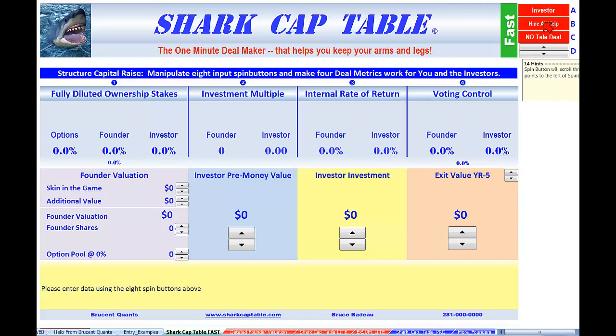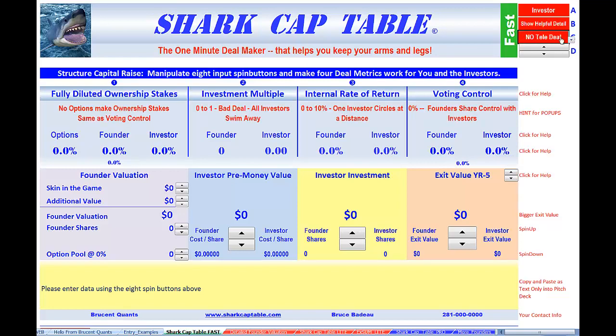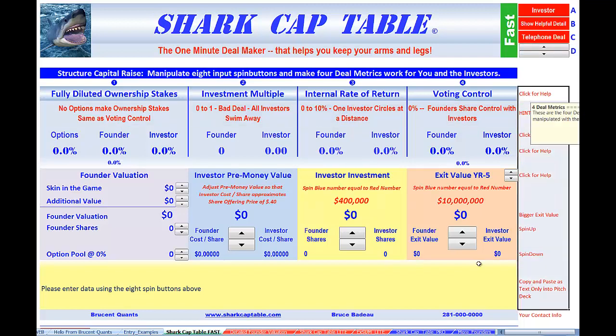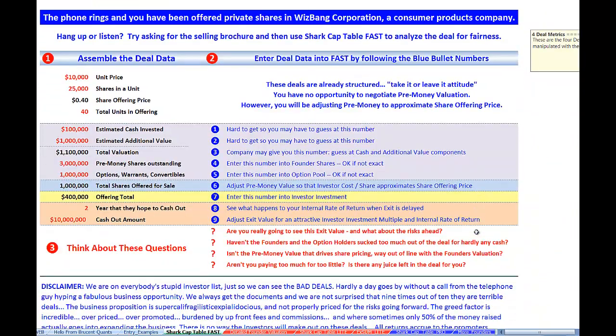Now, what we're going to do here is go up to this red section and show the help. We also have to actually have a telephone deal. Now, you'll see that there's a lot of red here, and we need that. So without further ado, let's go down and see what's going on down here.